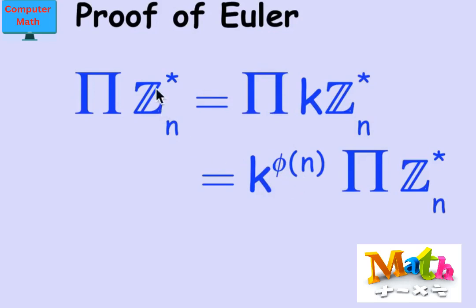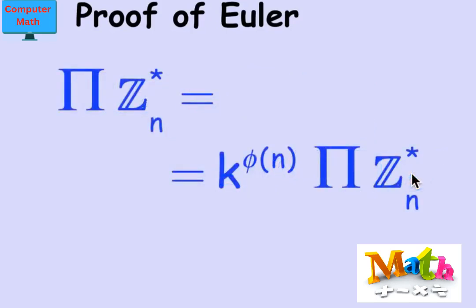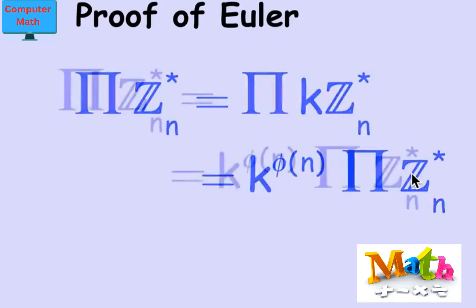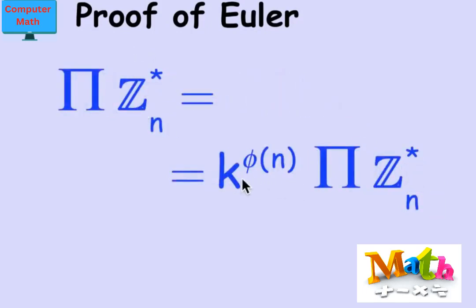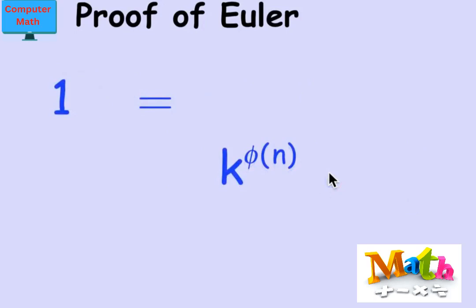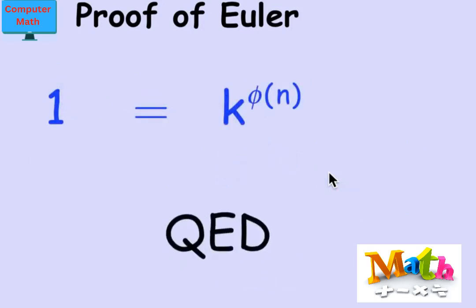And now look what I got here. That's pi Zn star, and that's pi Zn star. What do I know about multiplying elements in Zn star? They're in Zn star. This product will be some other element in Zn star, so will this product. But what do I know about Zn star? They're cancelable. So just ignoring the middle term now, what I'm concluding is that the product of Zn star is k to the phi of n times the product of Zn star. Let's cancel those cancelable terms, and I'm done. I've just figured out that 1, which is the result of canceling the term on the left, is equal to k to the phi of n, and we have successfully proved Euler's theorem, which is what we were aiming for.